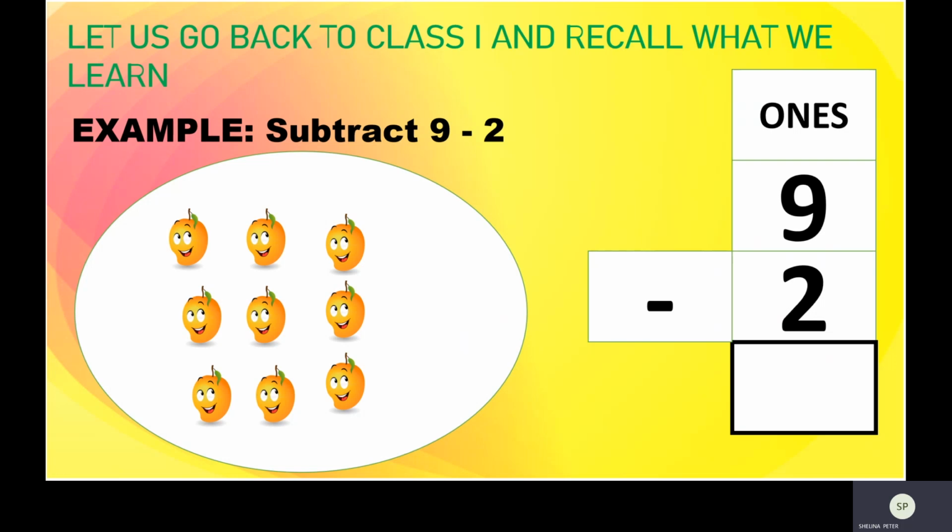So what we are going to do? We are going to take away 2 mangoes. 1 and 2. Now let us count one more time how many mangoes are left now. 1, 2, 3, 4, 5, 6 and 7. So we can say that 9 minus 2 is 7.